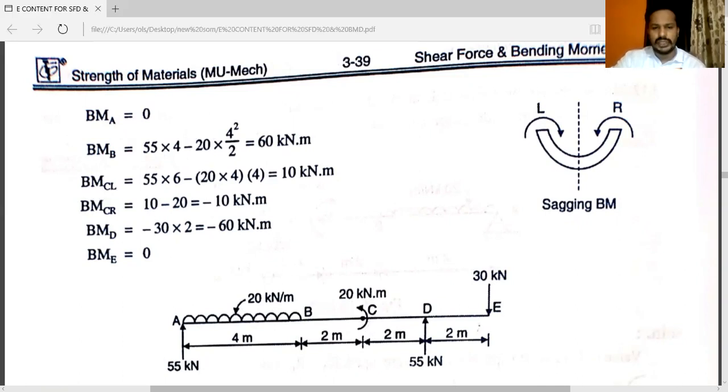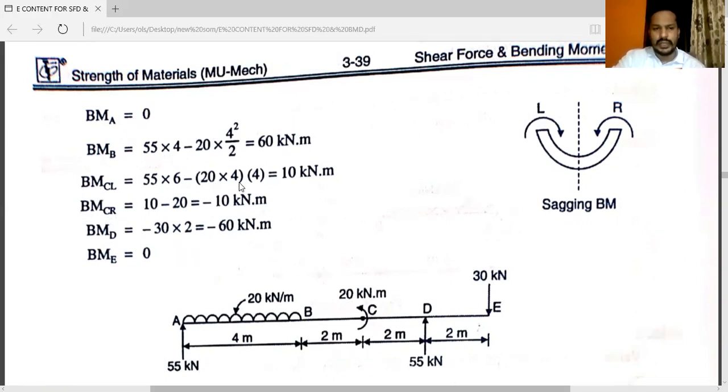If additional moment is given, if this type of additional moment is given, then you have to calculate just to the left and just to the right. You can see the major change. It is bending moment at point C just to the left, bending moment at point C just to the right.